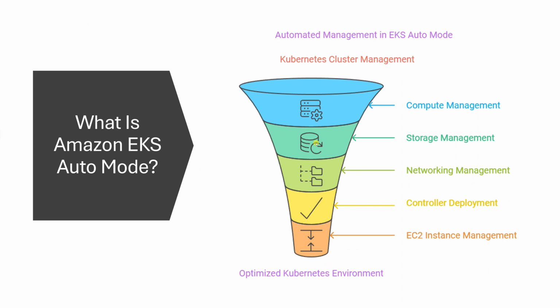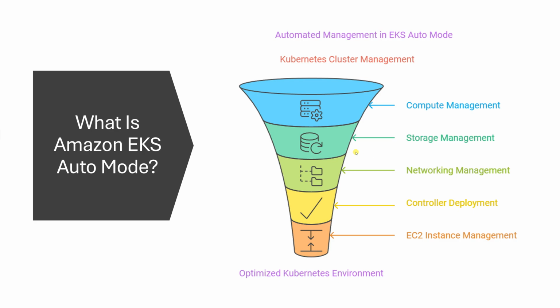What is Amazon EKS Auto Mode? EKS Auto Mode provides automated management of compute, storage, and networking for Kubernetes clusters. It automatically deploys the essential control plane inside the AWS managed environment. It launches and manages the EC2 instances, and scales and optimizes the data plane as the application requirements change.